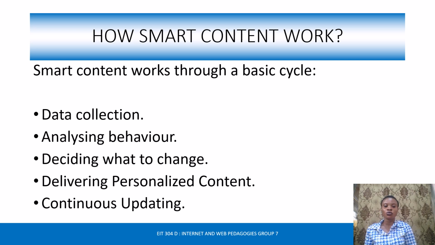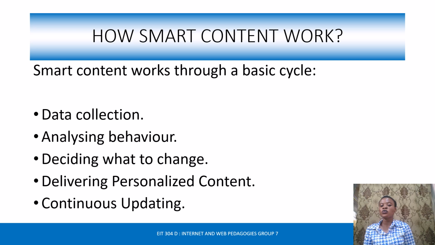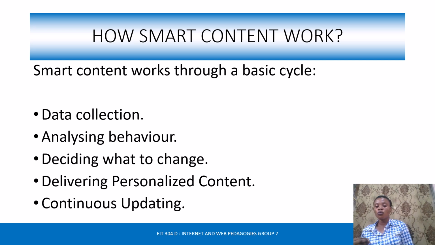And then we move on to analyzing behavior. With the analyzing of behavior in smart content, it involves examining the user's interaction to understand their performances. And then we move on to deciding on what to change. With the deciding on what to change, it involves analyzing data and insights to identify areas for improvement. So with this, you analyze data to identify which of the areas to improve upon.